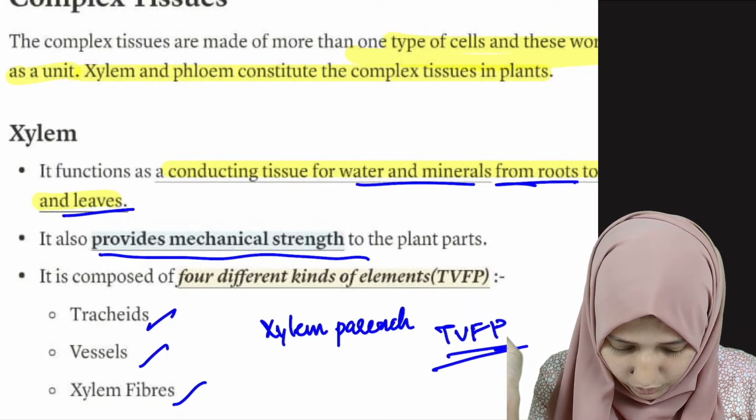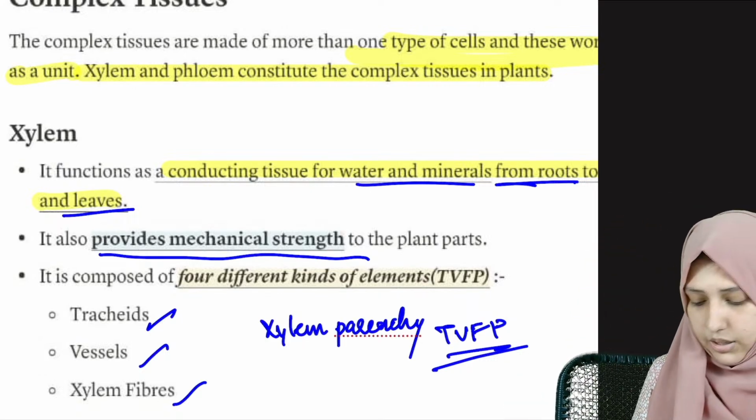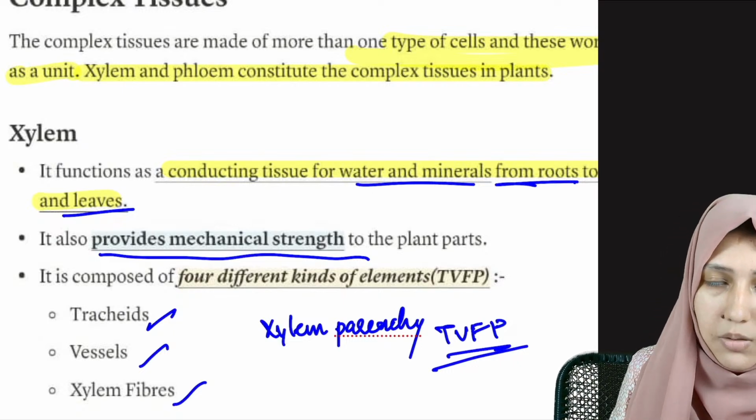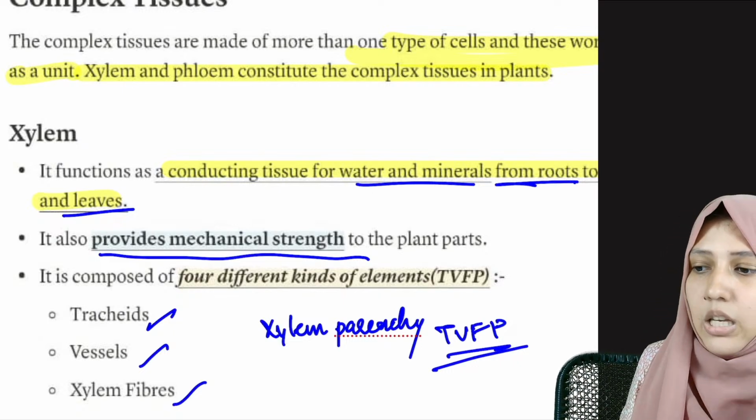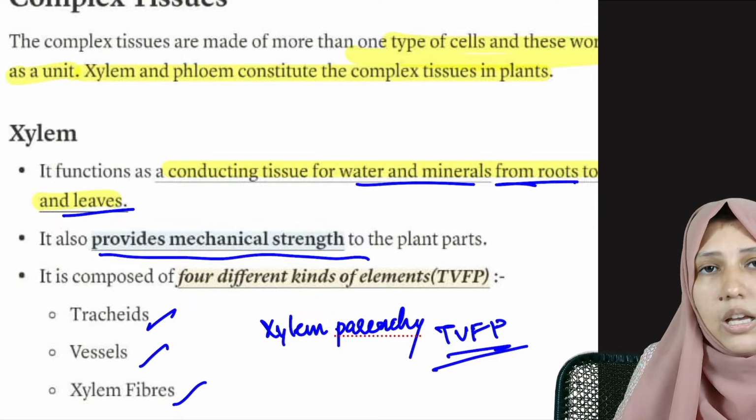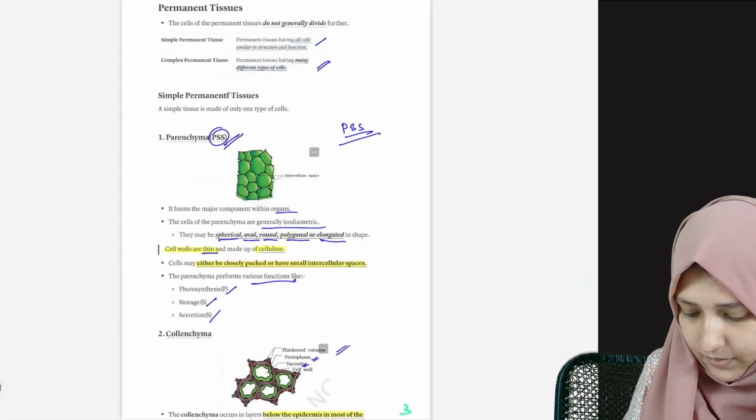Okay, there are 4 elements. The first one is TFVP. Just remember TFVP. Tracheids, vessels, xylem fibers, xylem parenchyma. Clear?